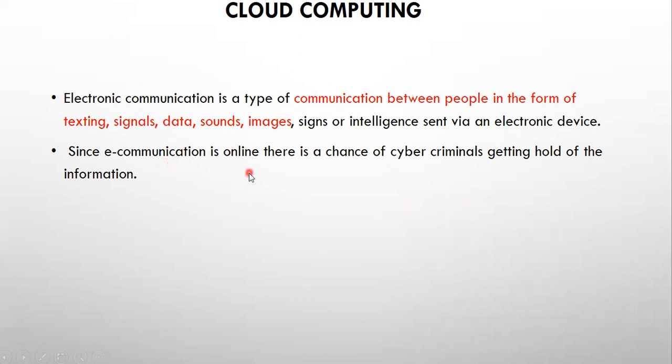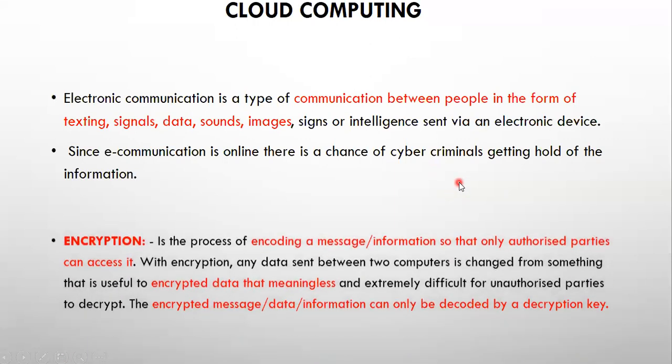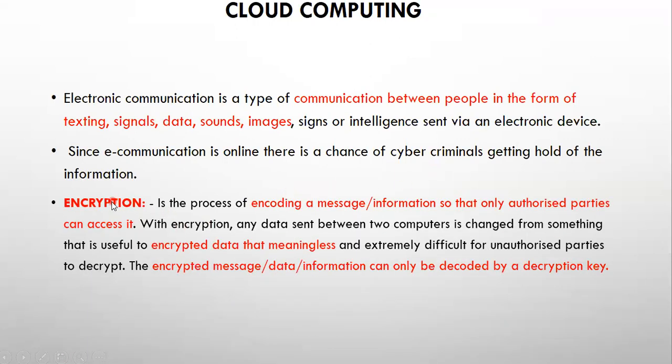Since e-communication is online, there's a chance of cyber criminals getting hold of your information. Therefore, we have some sort of security, for example, encryption. Encryption is the process of encoding a message or information so that only authorized parties can access it. So encryption is encoding a message. With encryption, any data sent between two computers is changed from something that is useful to encrypted data that is meaningless. So encryption means encoding a message and the message becomes meaningless.